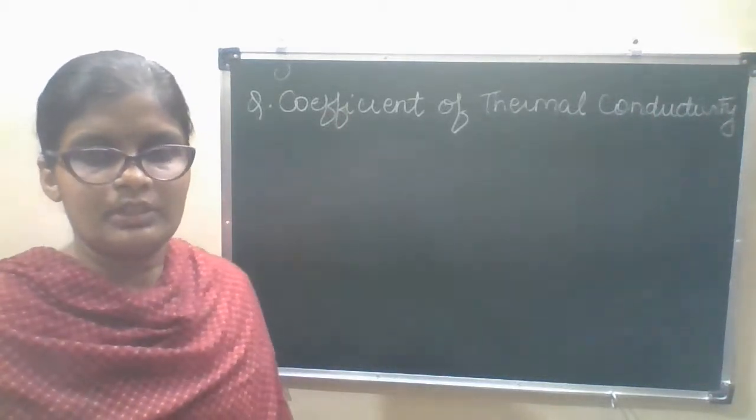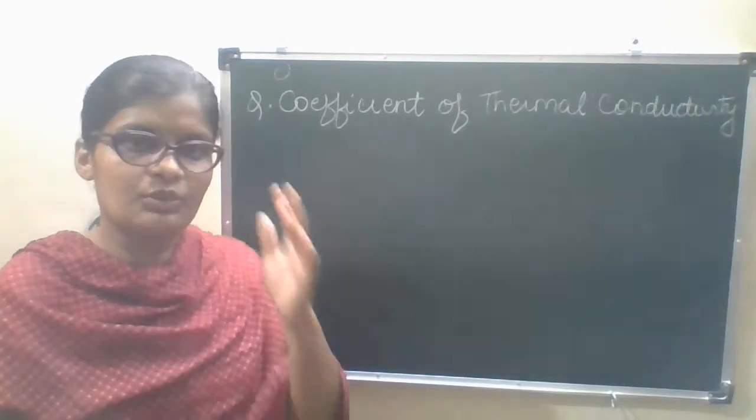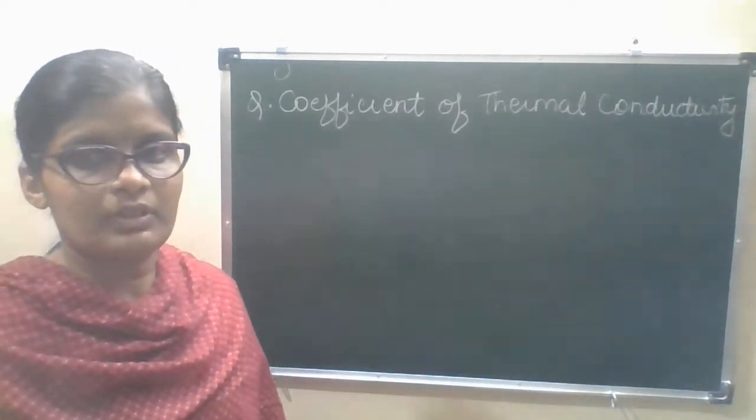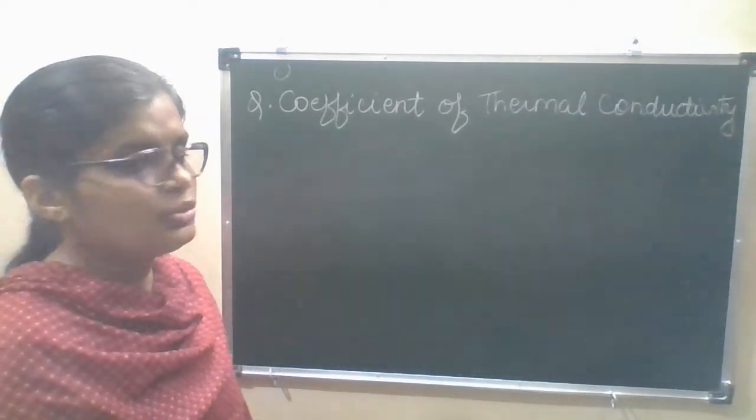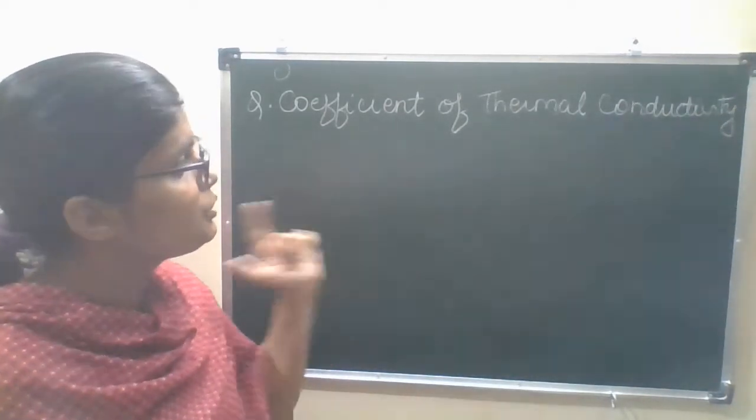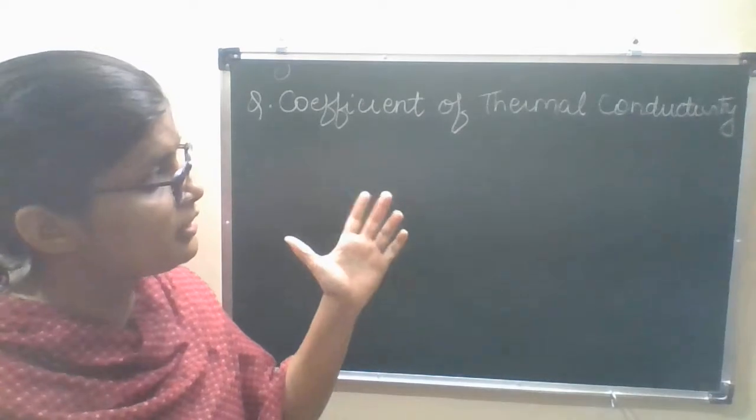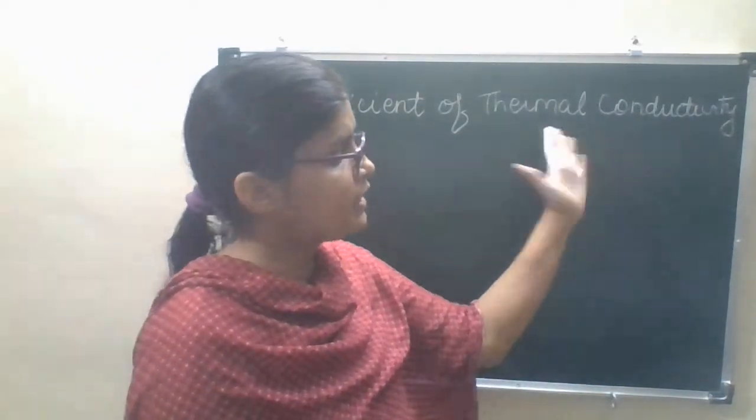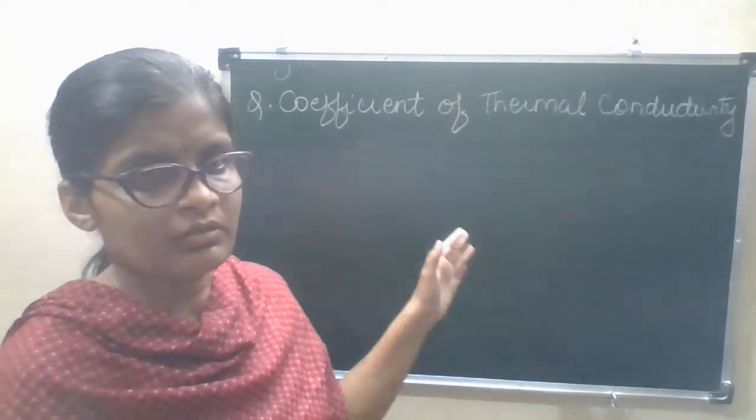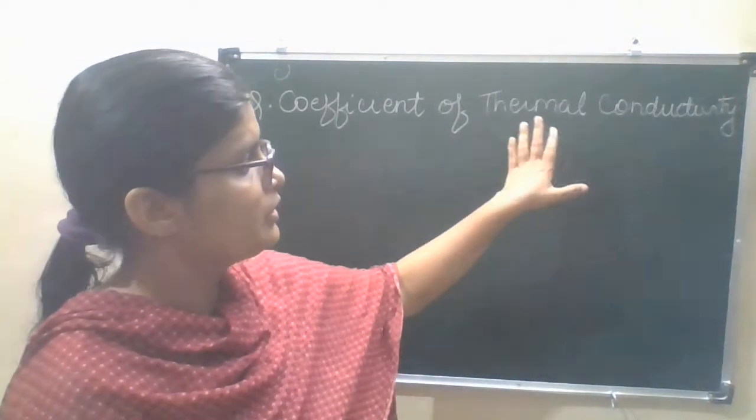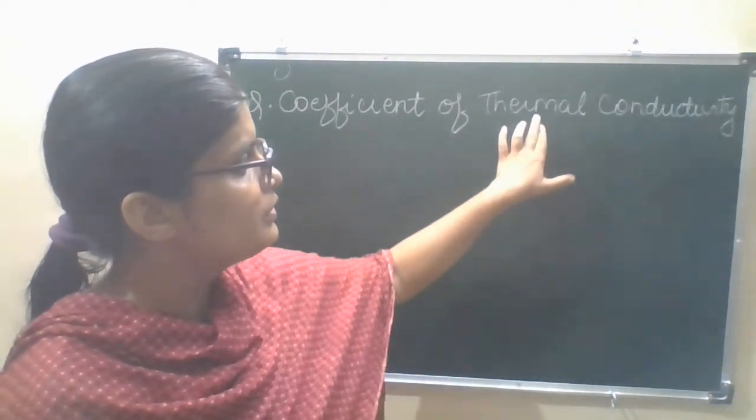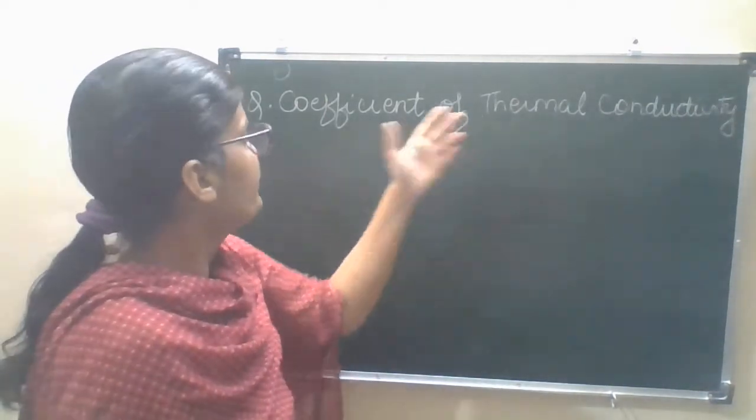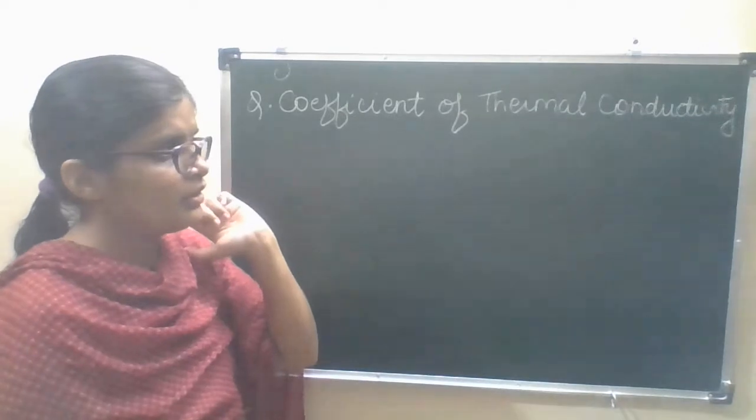Chapter number 1, Thermal Conductivity, and article number 1, Coefficient of Thermal Conductivity, paper number 2, semester number 1st. So here we are going to study thermal conductivity. Now what is meant by conductivity? The allowance of transfer of heat through any metal, and thermal conductivity. So we are discussing the temperature or the heat transfer, and now the coefficient.